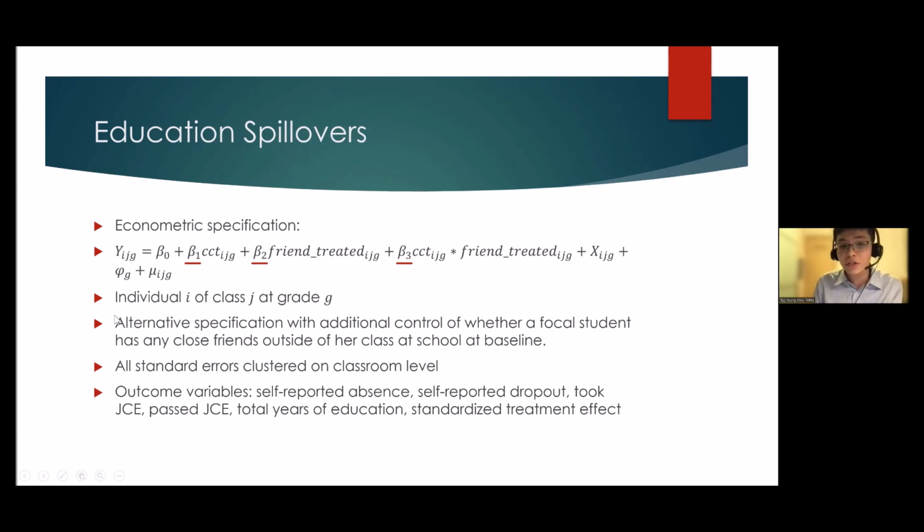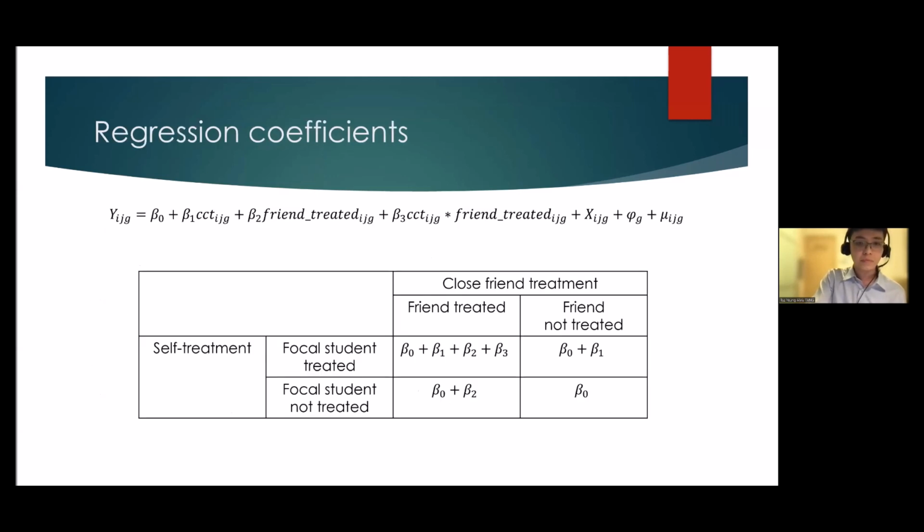I also include an alternate specification, which you will see in the regression tables that follow, that controls for whether or not the focal student has any close friend outside of her class at school at baseline. All of the standard errors are clustered at the classroom level, as is common standard. The outcome variables are, again, the same ones as in Kim et al.: self-reported absence, dropout, taking the public exam, passing it, total education, and the standardized treatment effect.